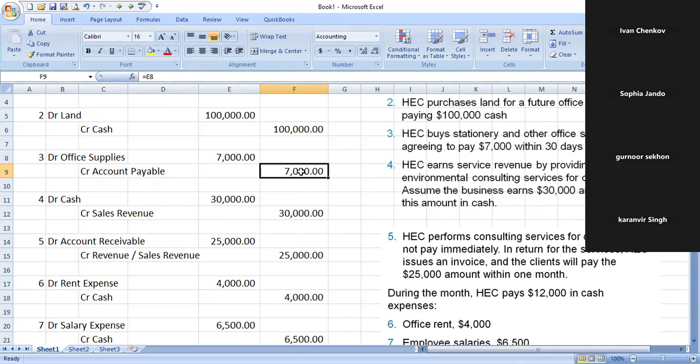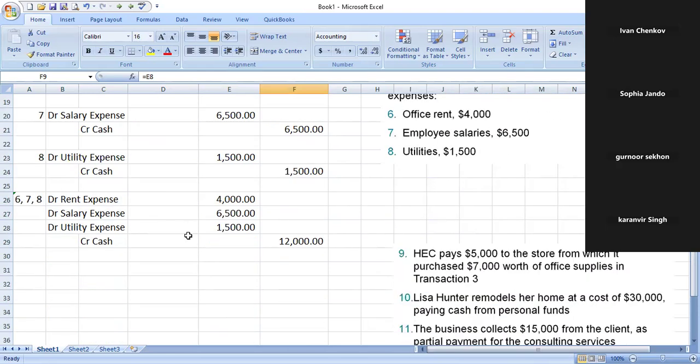Do we have to pay for the office supplies? Yes. So let's pay for those office supplies. So the question is, are we buying new office supplies? Is it clear for everybody that we're not buying new office supplies? We're just paying for something that we haven't paid before.